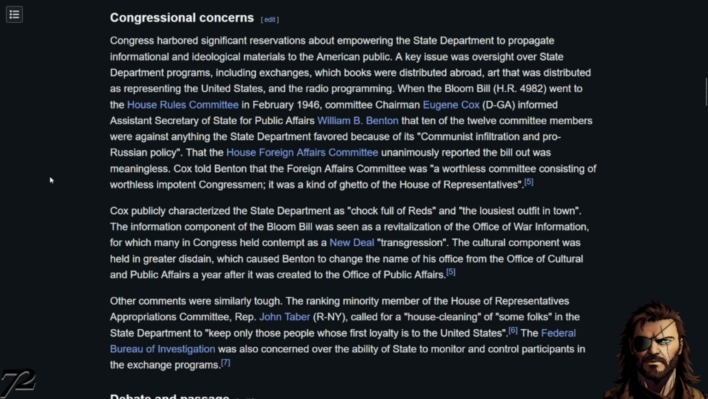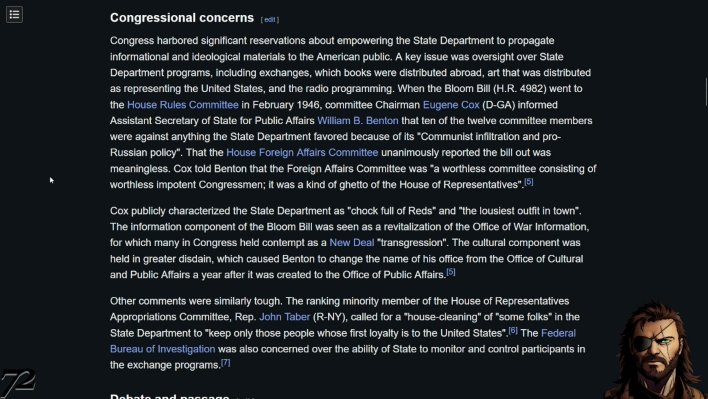Committee Chairman Eugene Cox, Democrat of Georgia, informed Assistant Secretary of State for Public Affairs William B. Benton that 10 of the 12 committee members were against anything the State Department favored because of its communist infiltration and pro-Russian policy. That the House Foreign Affairs Committee unanimously reported the bill out was meaningless. Cox told Benton that the Foreign Affairs Committee was a worthless committee consisting of worthless, impotent congressmen. It was a kind of ghetto of the House of Representatives. Cox publicly characterized the State Department as chock full of Reds and the loudest outfit in town.